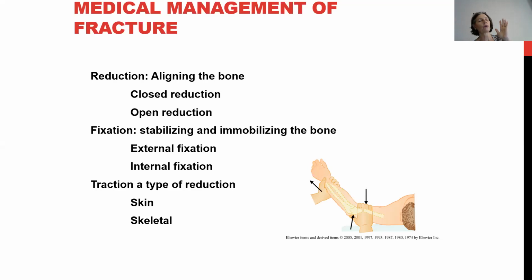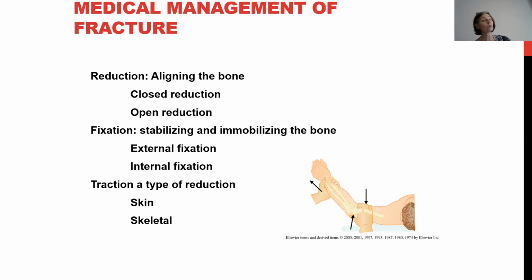So there's 2 kinds of reduction. There's an open reduction and a closed reduction. In the picture at the bottom of the slide, you see a closed reduction in process. That's the alignment of the patient's bone. So in that picture, you've got a provider pulling the bone out and pushing the bone back into alignment. So they took an x-ray, they saw a displaced fracture and how it was displaced. So they manually manipulate the arm until they can get everything back in alignment. That is a closed reduction.